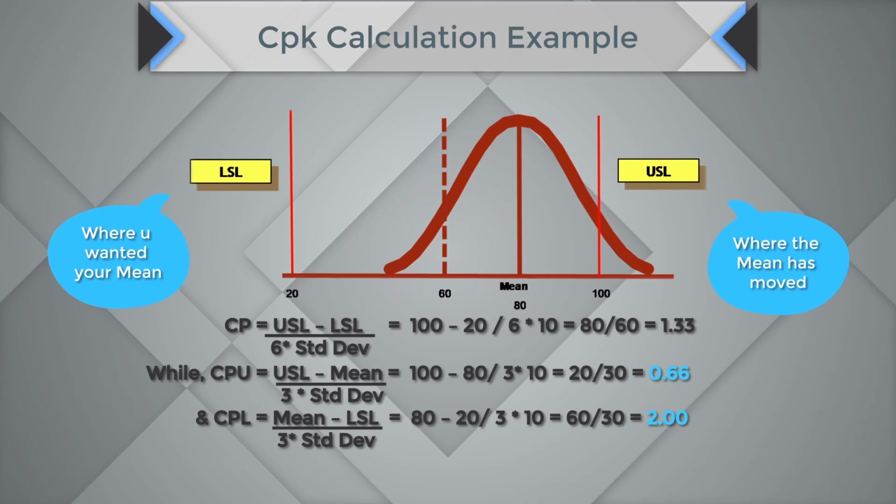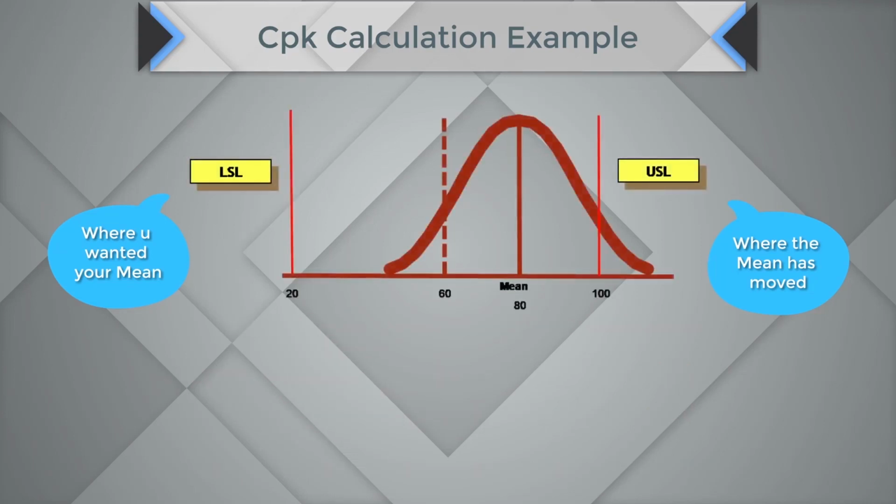We discussed that CPK shall be the smaller value between the CPU and CPL. Hence my CPK here will be 0.66. So while your capability was 1.33, you are actually doing 0.66. So CP value, which was 1.33, should be compared against the CPK value of 0.66.